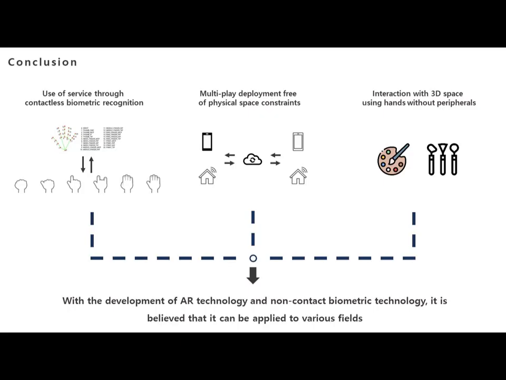Conclusion. By this project, we figured that: 1. UI interaction based on non-contact biometric technology is available. 2. A service with virtual space based on separation of spaces is available. And 3. Additional equipment is not necessarily required for the services explained previously.